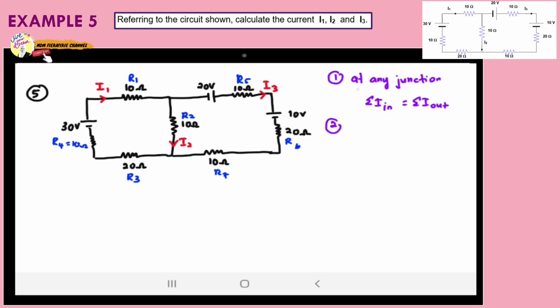For the second rule, we can write two equations based on the loops of the circuit. The rule is in a closed loop, total EMF in the loop is equal to total IR. So now let's write from Kirchoff first law.